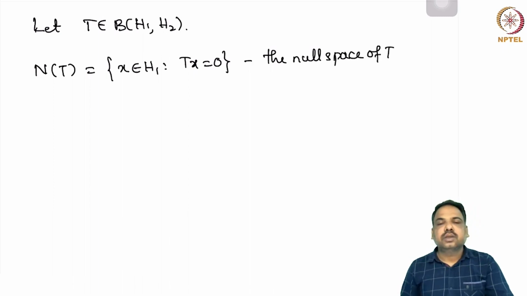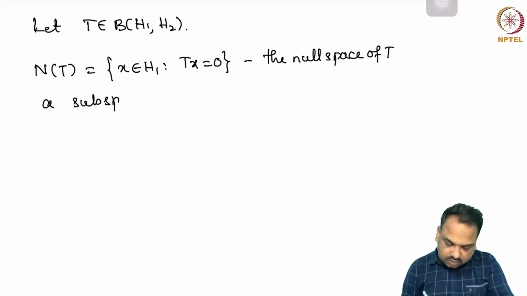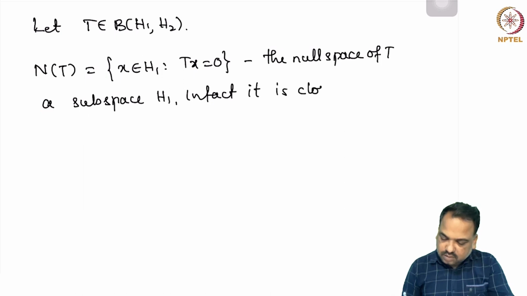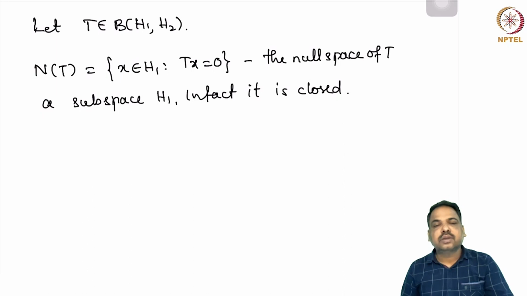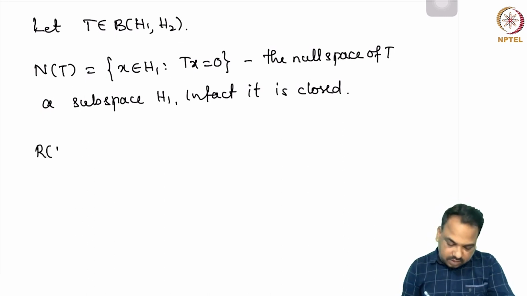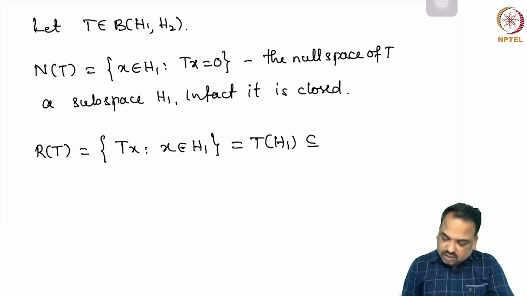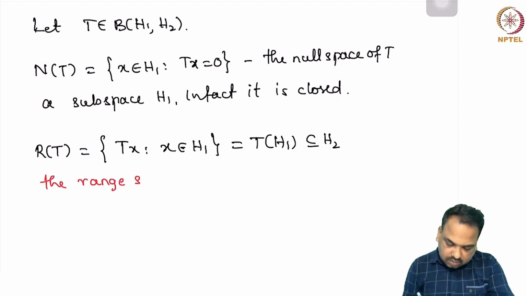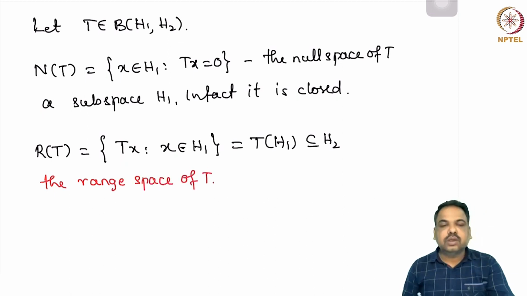We can easily show that this is a subspace of H1. In fact, it is closed. We can use the fact that T is continuous, and using that we can show that the null space of T is a closed subspace. Linearity of T implies that the null space of T is a subspace. Another important subspace is the range space, the set of all Tx where x is coming from H1. This is exactly T of H1. It is a subset of H2. So this is called the range space of T. Here also, because T is linear, we can show that it is a subspace of H2.